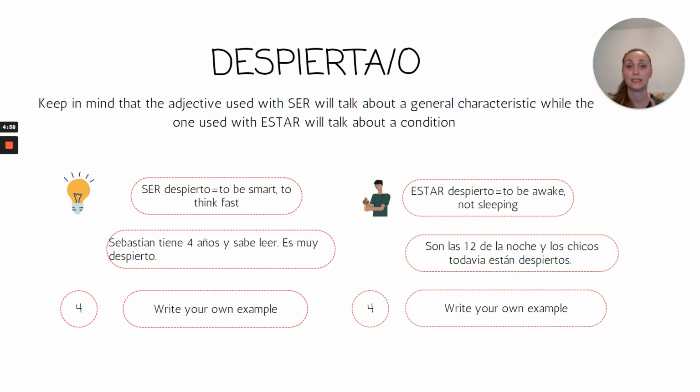Despierto, despierta. Ser despierto, it's someone that is smart, yeah, to be smart or to think fast. Sebastián tiene 4 años y sabe leer. Es muy despierto. ¿Ok? Estar despierto, to be awake, not sleeping. Son las 12 de la noche y los chicos todavía están despiertos. Okay, for each of them, write your own examples. Yes?